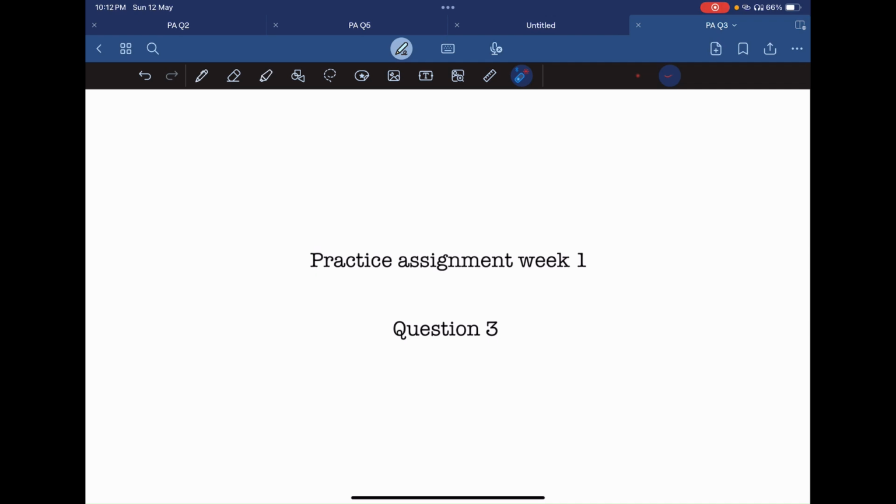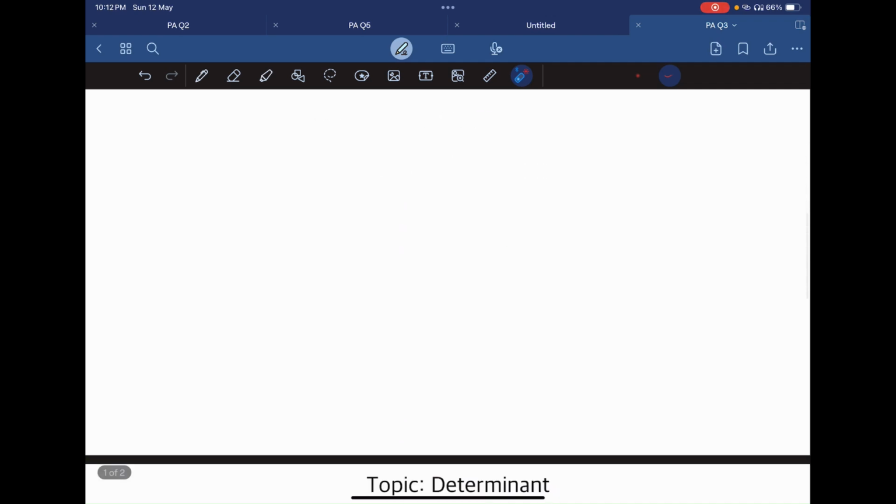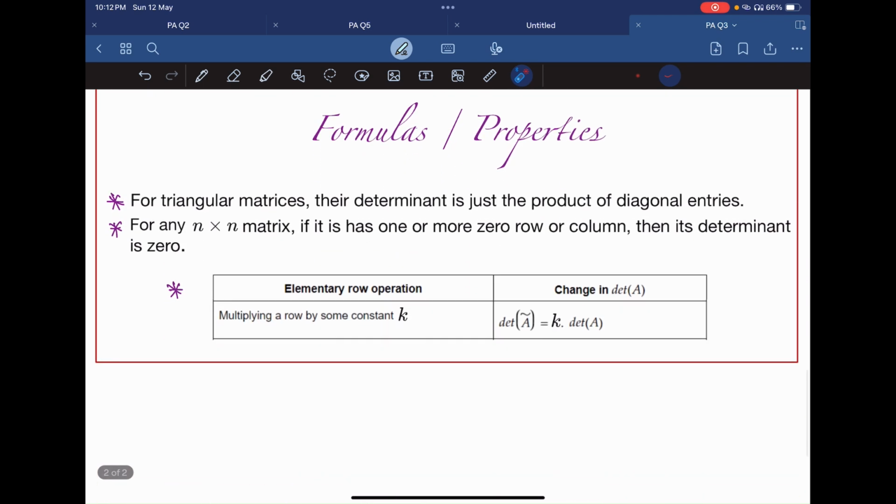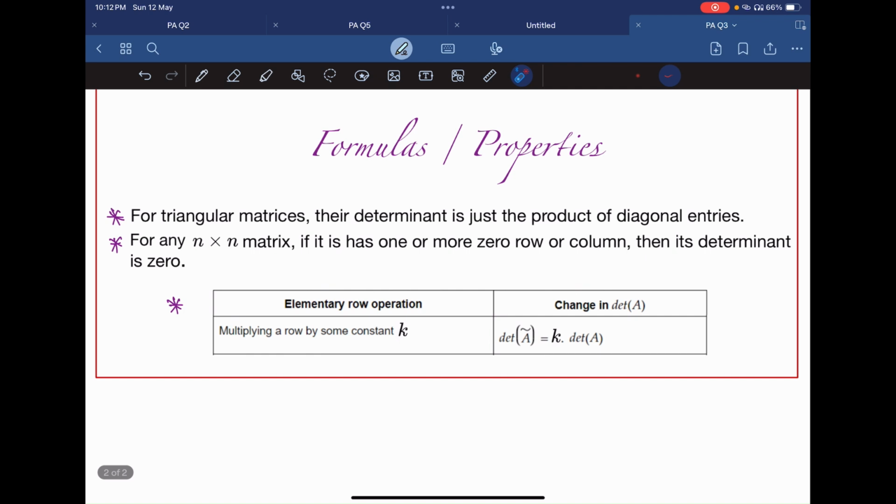Hello everyone. So let's now solve question number 3. Question 3 asks us to choose the set of correct options. For checking the correctness of these options, we need to know some properties of determinant that I have mentioned here. We are going to use these properties to check whether the given option is correct or not. So let's see these options one by one.